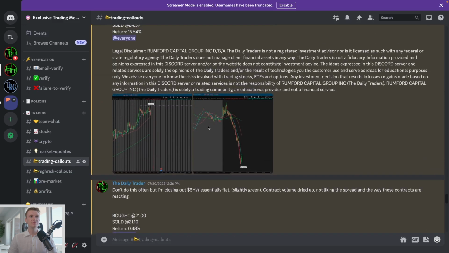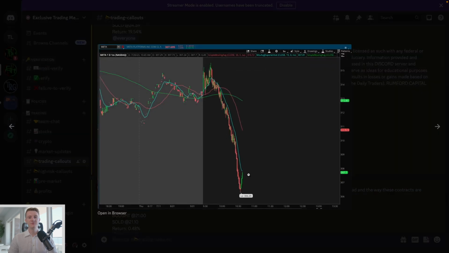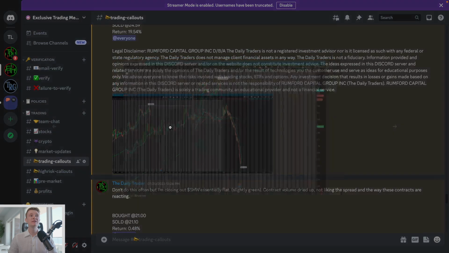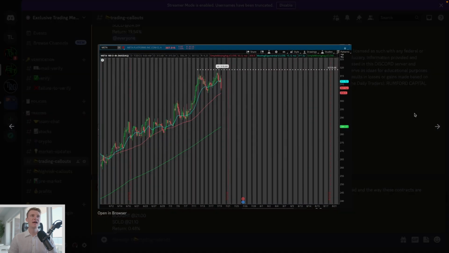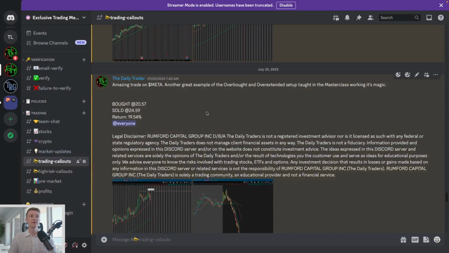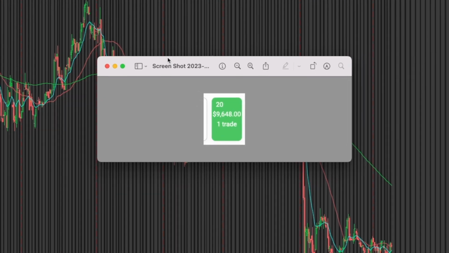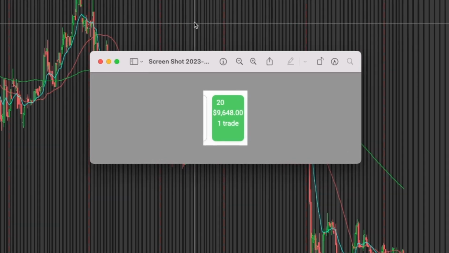And then look at this. The next day, the market opened and Meta started selling off. It was down 3%, absolutely tanked back down to that 50-day SMA. And I locked in 19.54% profit on this position, which was almost $10,000 in profit. So there we go: one trade on an overbought, overextended chart yielding almost a 20% return, making me $10,000.